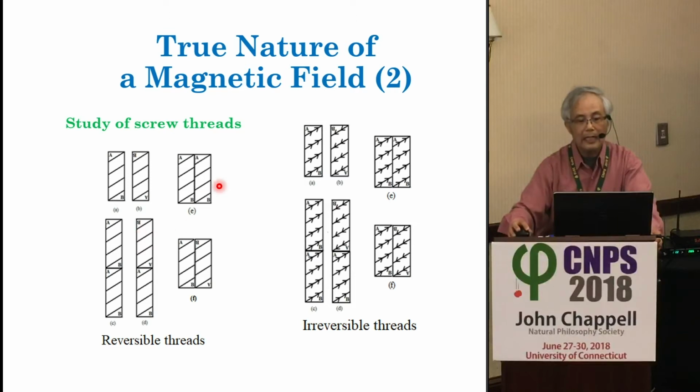However, if the screw thread happens to have some thorn attached to it, a directional thorn, when you flip this upside down, you can immediately distinguish the two rods. They are not the same anymore.